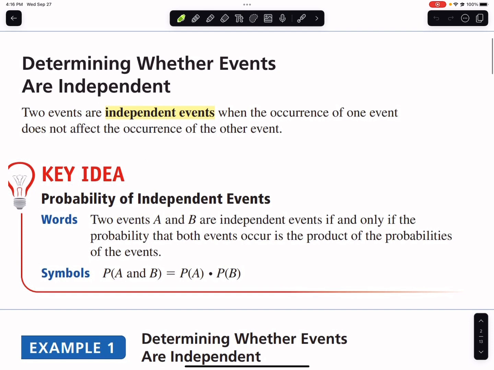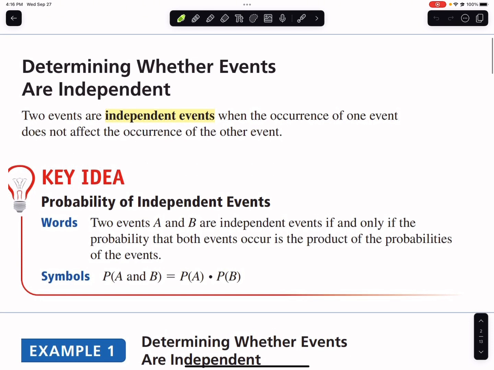So the first thing that we're going to go over is determining whether events are independent. Two events are independent events when the occurrence of one event does not affect the occurrence of the other event. So if one event can happen and it has no effect on the other one, then they're considered independent.